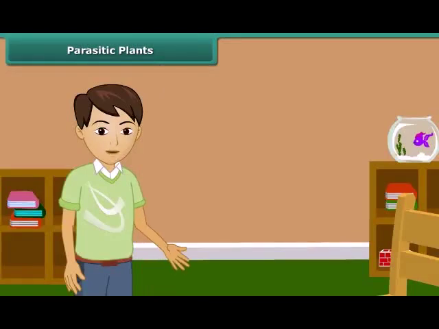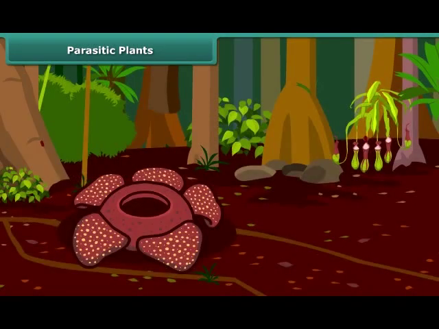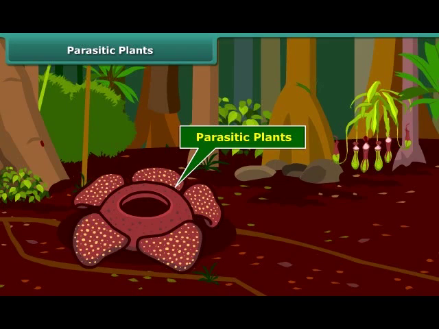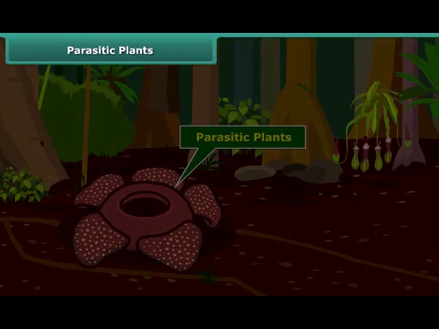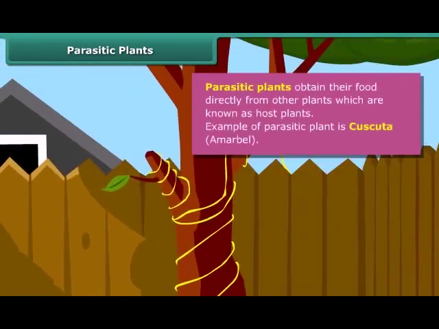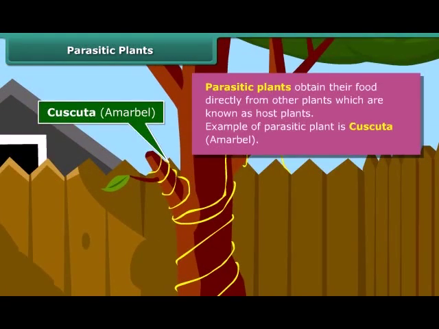Let's start with parasitic plants. The plants which obtain their food directly from other plants are known as parasitic plants, and those plants from which they obtain food are known as host. You might have seen Khaskhata, Amarbale, nearby you, which is an example of a parasitic plant.